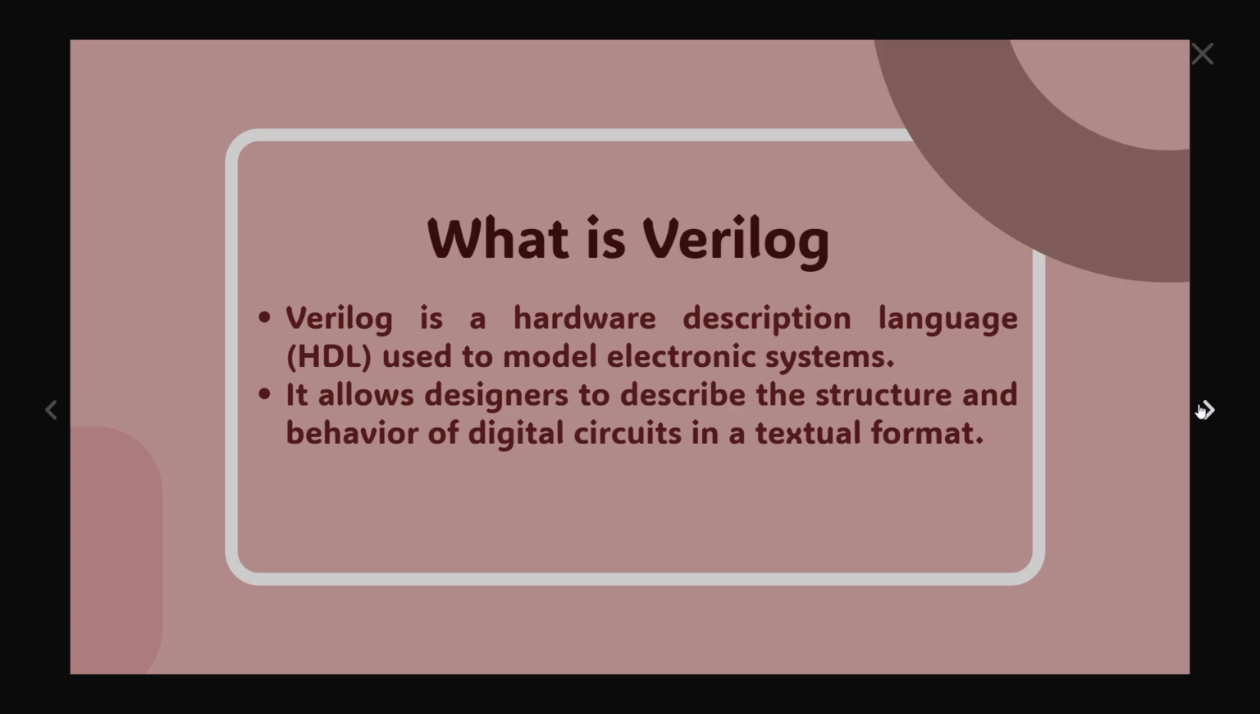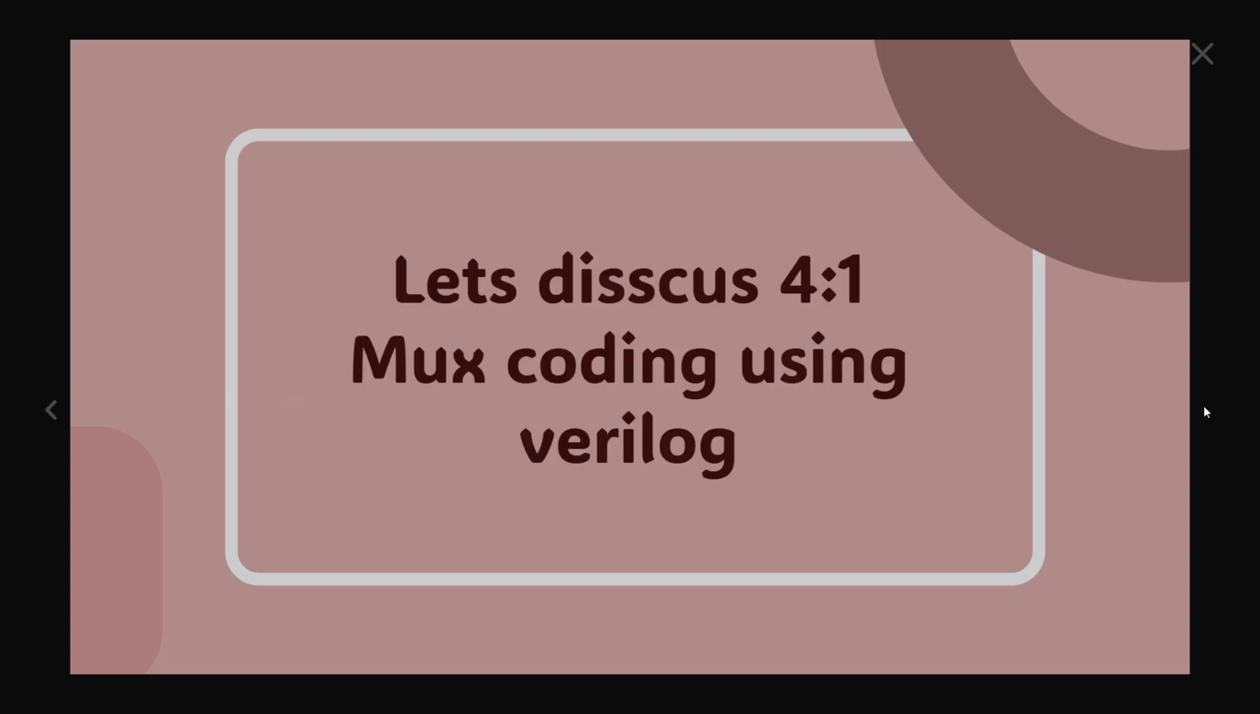So what is Verilog? Today I will be coding this 4:1 MUX in Verilog. Verilog is a hardware description language (HDL) used to model electronic systems. It allows designers to describe the structure and behavior of digital circuits in a textual format. So let's discuss 4:1 MUX coding using Verilog.